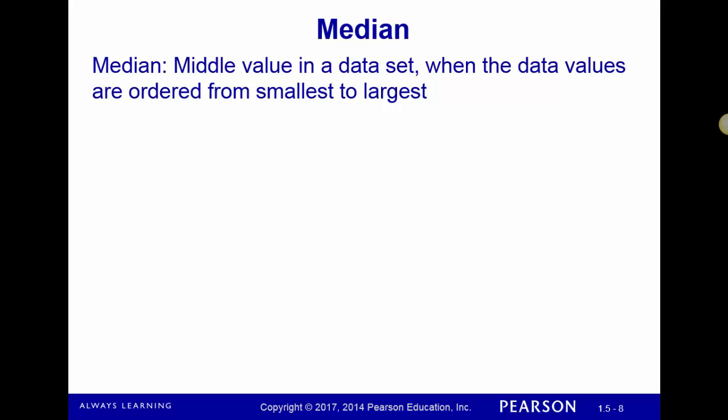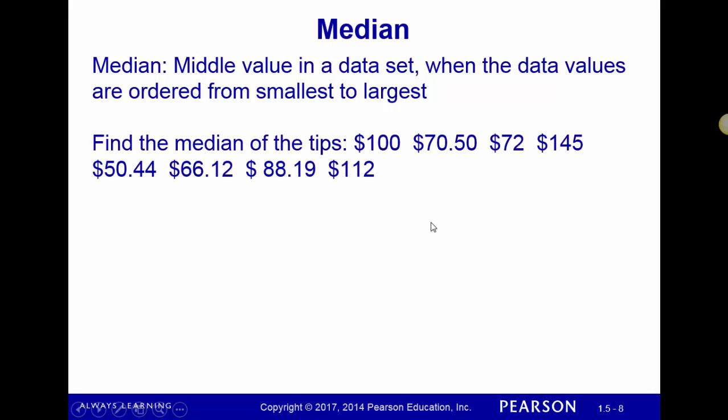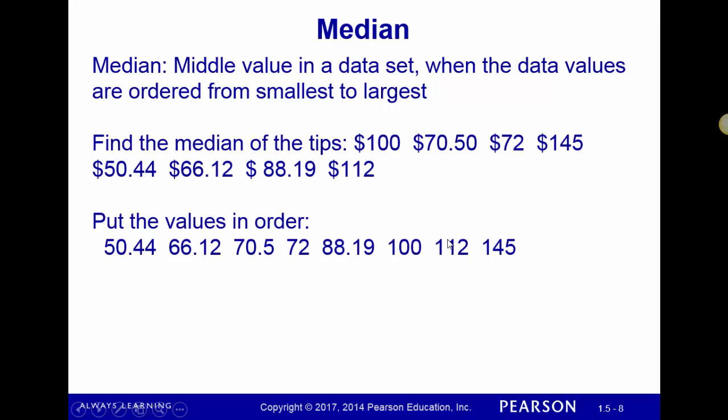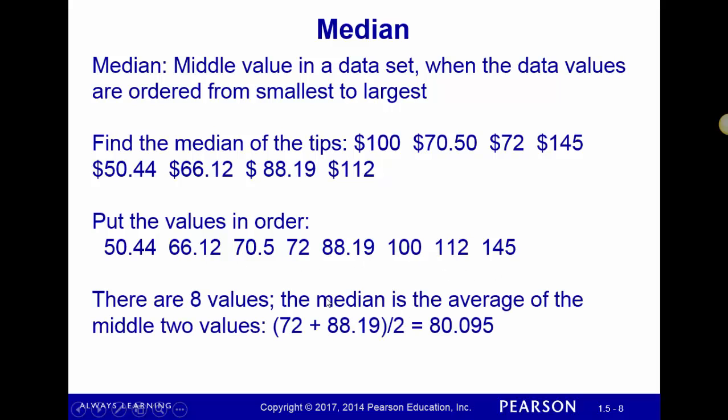Now the median is another measure of the average or the center of a data set. It's the middle value in the data set when we arrange the data values in ascending order from smallest to largest. So if we go back to that tip example, we had 8 numbers, remember, if we put them in ascending order. Now since there's an even number here, the median is going to be the average of the middle two. It's going to be the average of the 4th and the 5th data value. And in this case, it comes out to be a little bit more than $80. And remember when we did the mean on the data set, it was $88. So the median here is a little bit lower.